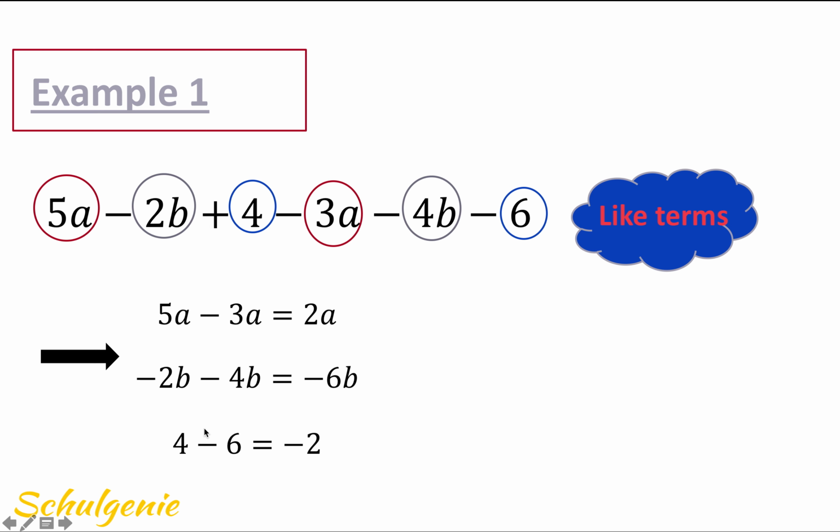And last but not least, 4 minus 6 equals negative 2, because if you subtract 4 minus 6, it's 2. But since the bigger number has the negative sign, you are going to keep the sign of the bigger number, so negative 2. And the answer will be the combination of all of the like terms solved. So 2a minus 6b minus 2 is your answer. Now, it's easy, right? So let's look at another example.